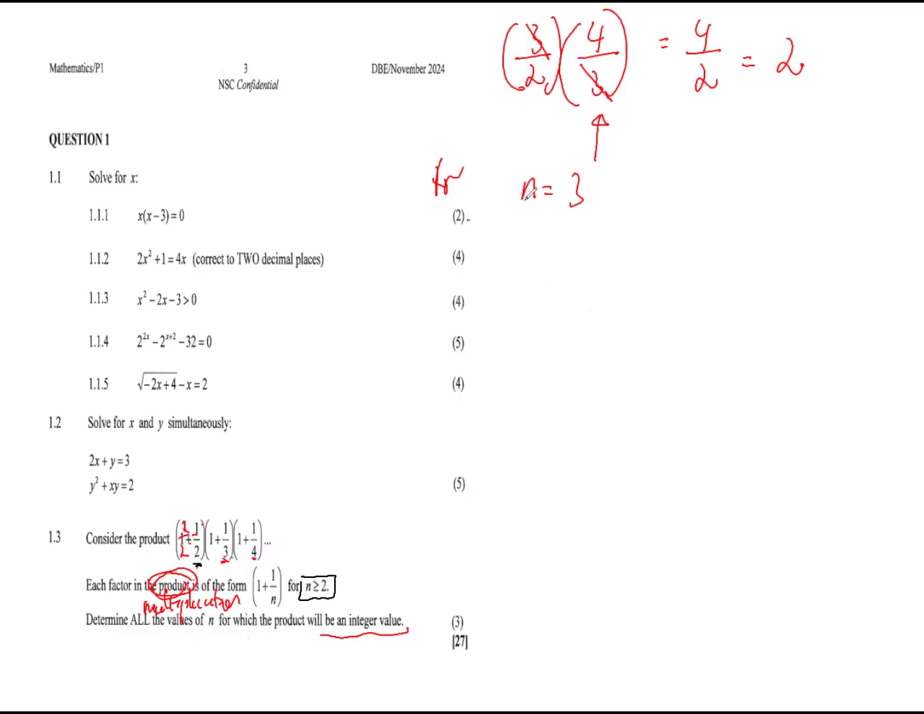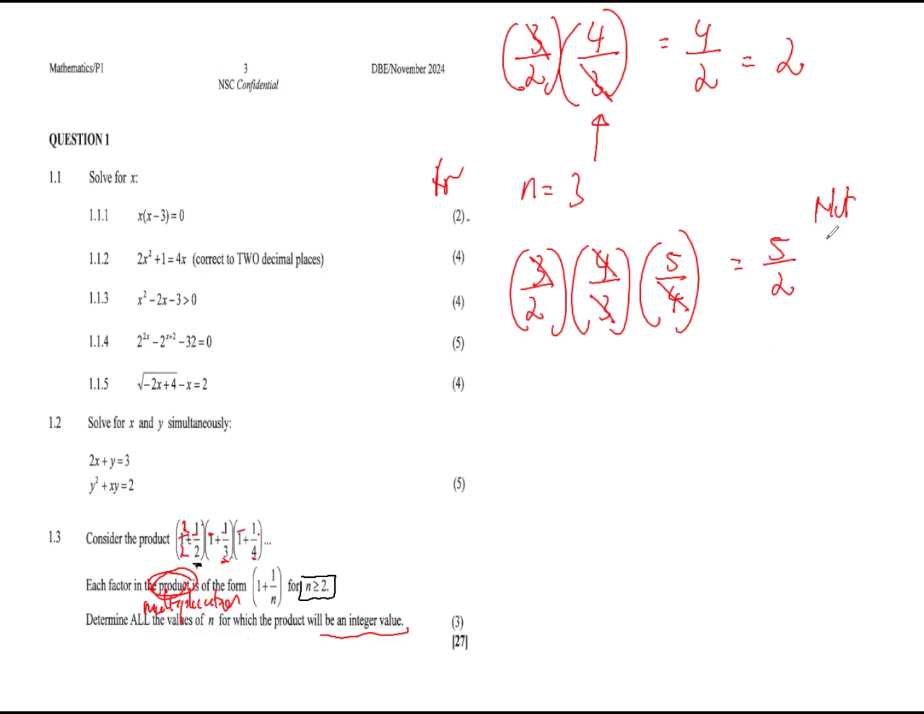Now let's continue and go for the one where n is equal to 4. That means we have to continue and say 3 over 2, 4 over 3. Note that I'm adding these ones for 4 over 3, and when I add these ones, I'm going to get 5 over 4. Now, if I deal with this one, this will cancel, that will cancel, that will cancel, this will cancel. I will have 5 over 2, which is not an integer. So that means we won't be considering when n is equal to 4.